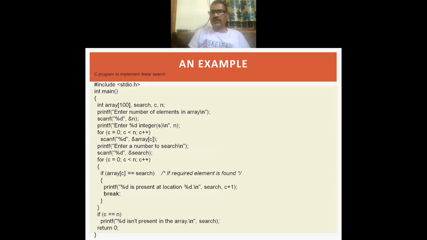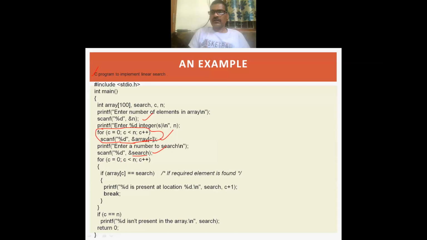Now coming to this, this is a C program for implementation of this linear search. Now we are asking the user to enter the number of elements in the array, n, and then we are asking the user to enter n elements: for c equals 0, c less than n, c plus plus, scanf percentage d, ampersand array of c. So this particular loop is used for reading the elements into the array. Fine. And then next we are asking the user to enter the element to search. So which element do you want to search into this search variable?